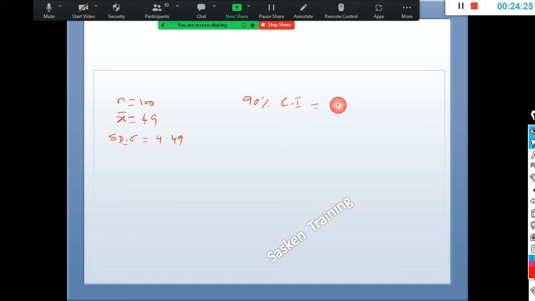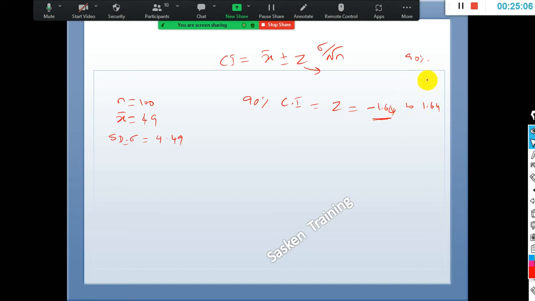Because we know the population standard deviation, we need to find the confidence interval using the z distribution. The confidence interval is equivalent to x bar plus or minus z times sigma divided by the square root of n. The z is determined by your confidence level. For example, if it is a 90% confidence level, it ranges between minus 1.64 and plus 1.64.